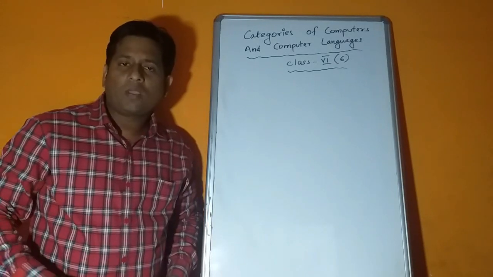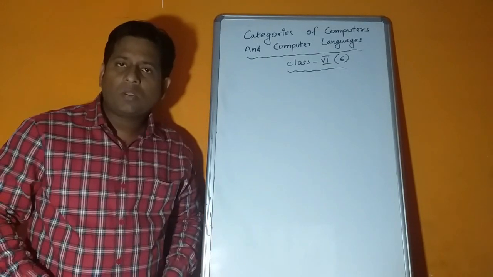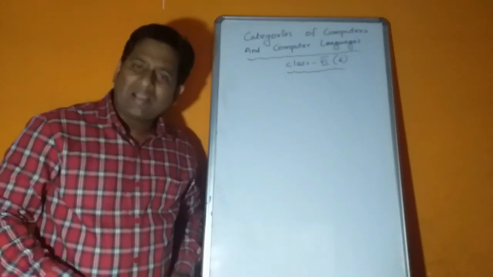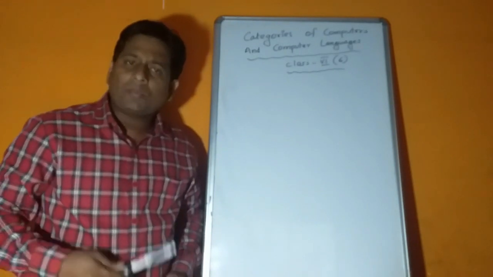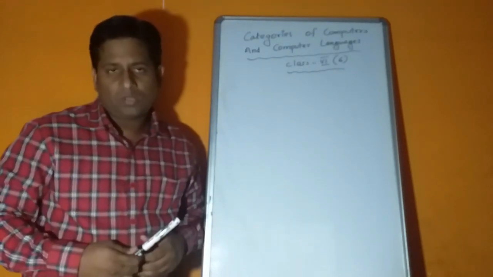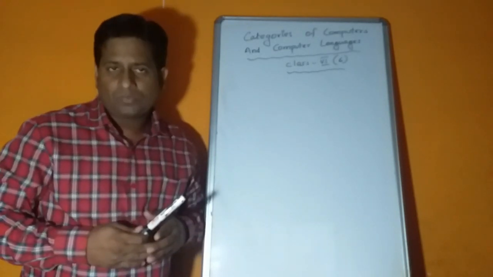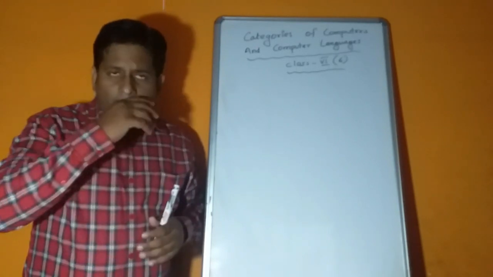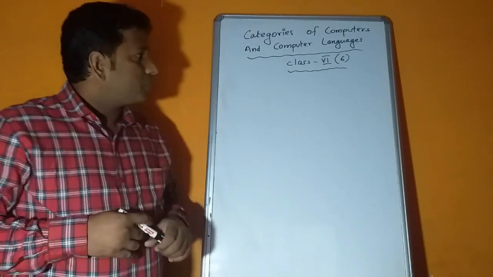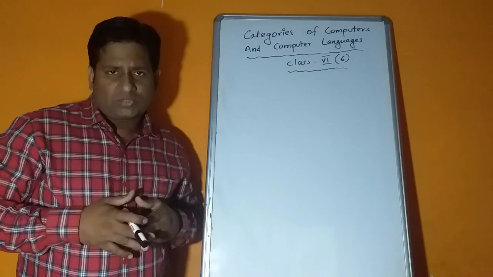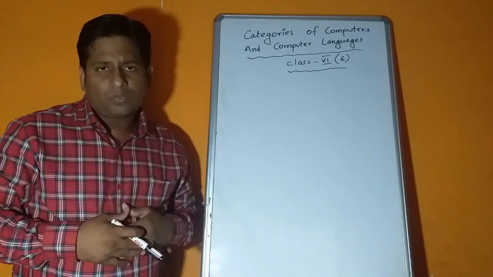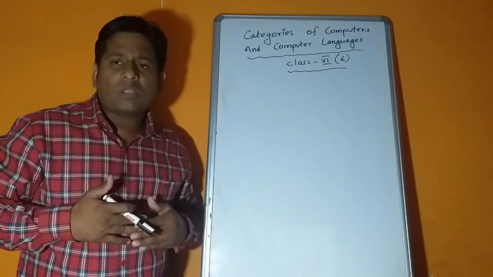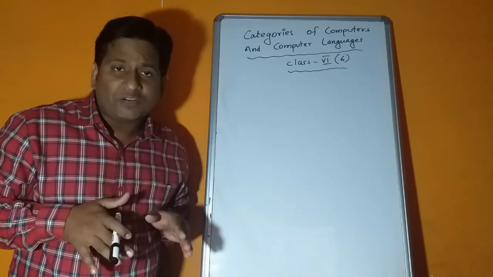Good morning, children. In the last class, in the last video, we discussed chapter 1, that was categories of computers and computer languages. In that video, I told you what the different categories are, how these categories are made, and what the features of different categories of computer are. Based on that, you understood that there are so many different categories from portable to bigger ones. And these categories were made in order to make our work easier and more comfortable.